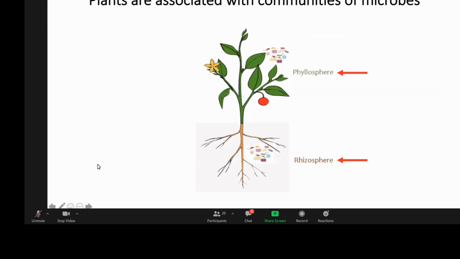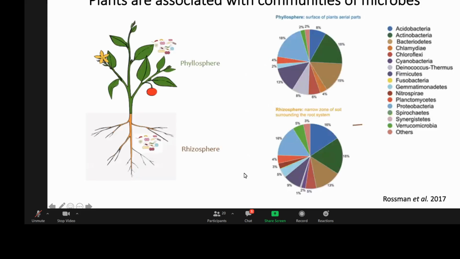All right, so a little bit of introduction. We can all appreciate that plants are associated with communities of microbes, and these microbial communities can be found on the above ground parts of the plant, the phyllosphere, as well as intimately associated with the roots in the rhizosphere. And it turns out that there's quite a bit of diversity of microbes found in both. So here is a pie chart taken from this review looking at some of the phyla of bacteria present in the phyllosphere and rhizosphere.